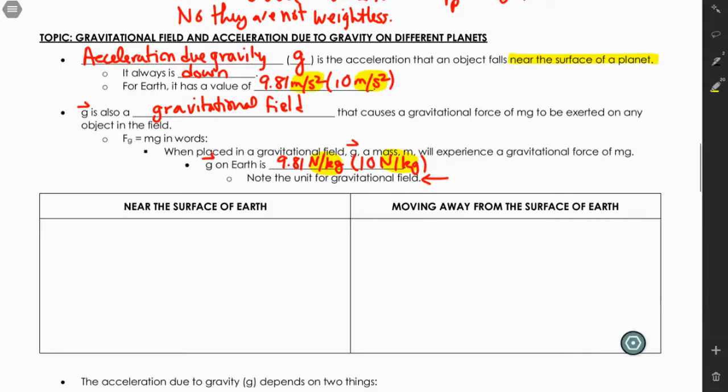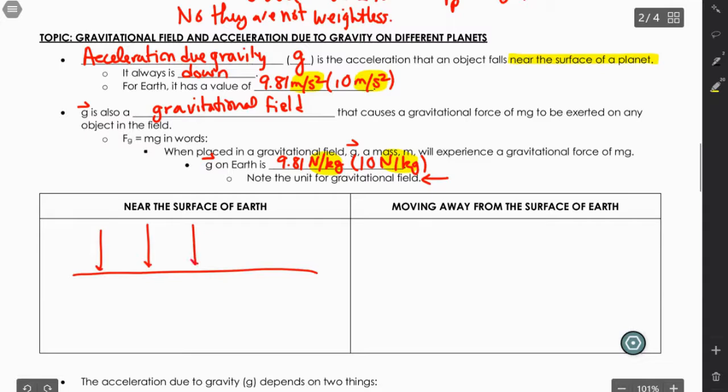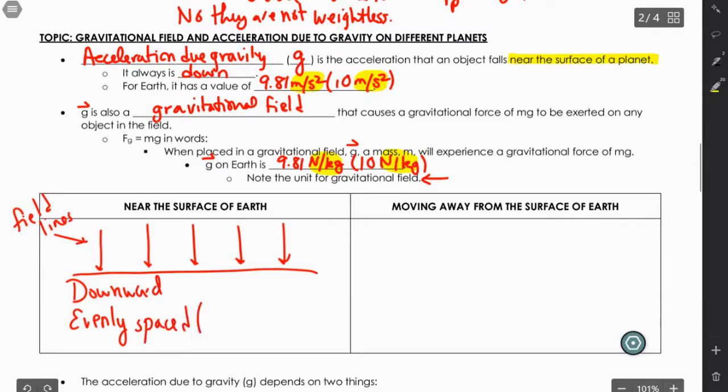And so how do we really distinguish between this? And so we're talking about near the surface of the Earth. So here's the surface of the Earth. This field points directly down, okay? One thing to note that it acts downward, okay? And all of these essentially are field lines, which is the arrows that I drew, and these are what we call field lines, right? They're evenly spaced because the gravitational acceleration is constant near the surface of the Earth.